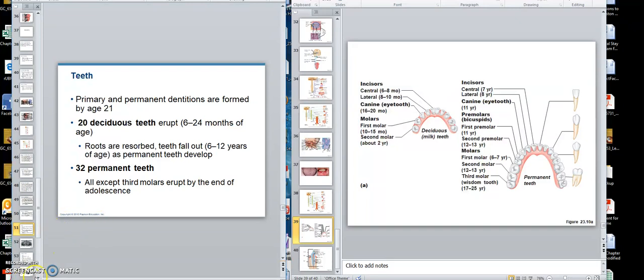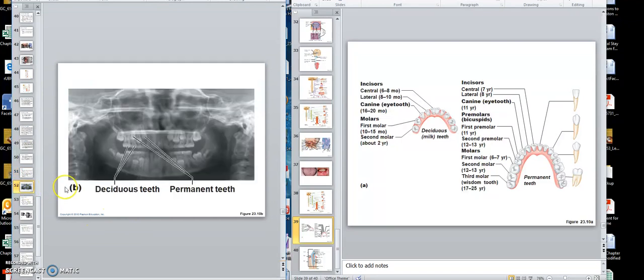Okay, so let's go further. Here's kind of an x-ray of the deciduous teeth. You see how those permanent teeth push the deciduous out? They come in and just push them out. Sometimes they hang around and you have to have braces and everything. Again, I had to have that.